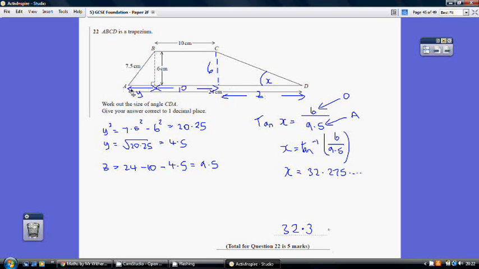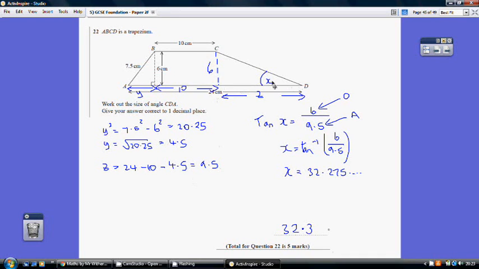So let's just focus now on the triangle from A to B down to here, where I've got a side and I'm trying to work out another side, and I'm working out one of the shorter sides. So this is going to be a taking away Pythagoras. So 7.5 squared minus 6 squared equals y squared. Now that's 20.25. We square root this, so we know the length of y is 4.5. We can now work out z, because it's going to be 24 minus 10 minus the 4.5, which is 9.5. So this length here is 9.5, this length here is 6.